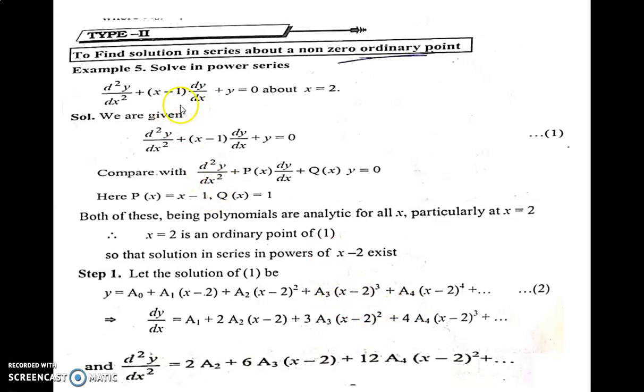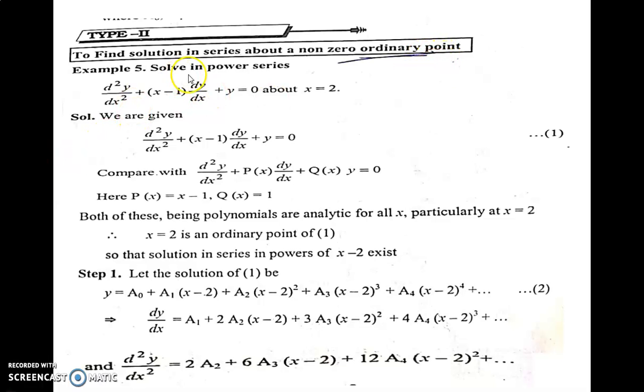Once again, welcome students. As we have done in our previous lecture, type 1 of the power series method, that was the power series method for finding the series solutions of differential equations. In type 1, we found the solution in series about 0 as an ordinary point. But in type 2, we will find the solution in series about a non-zero ordinary point.